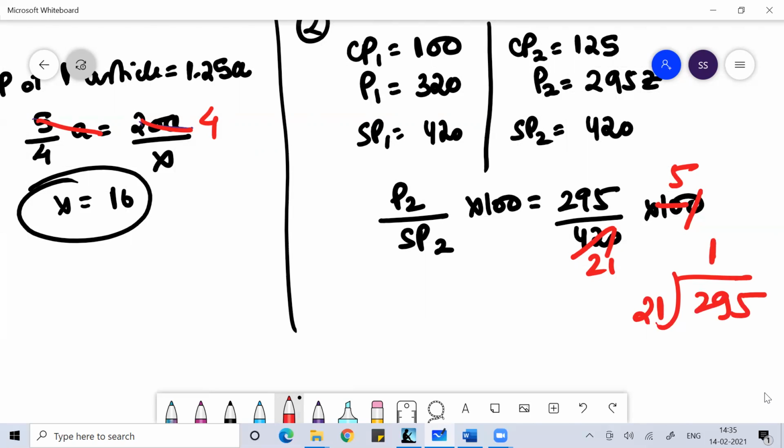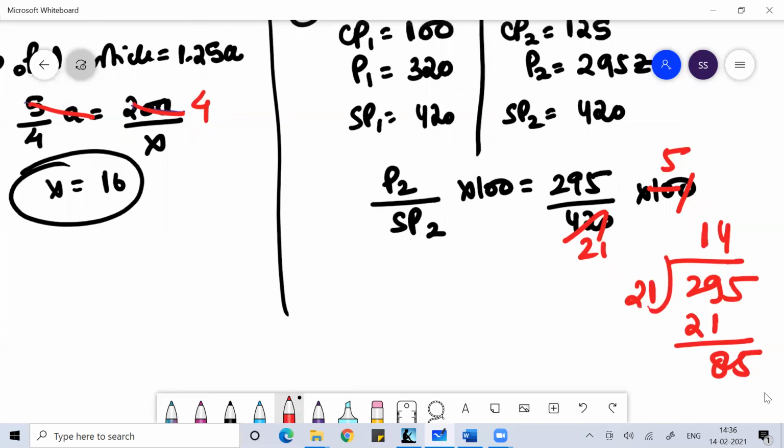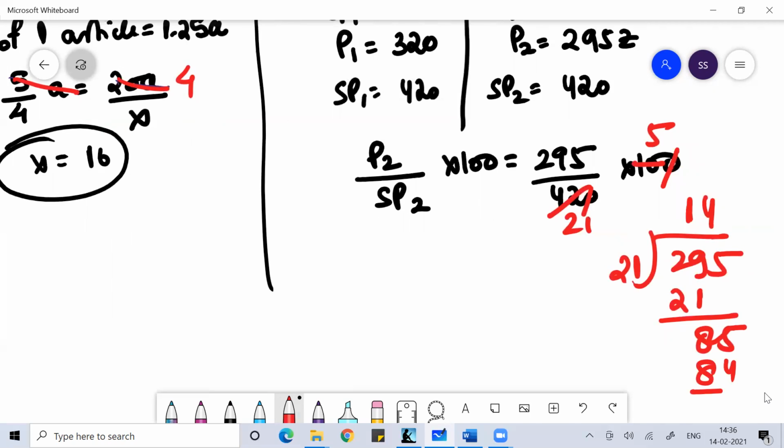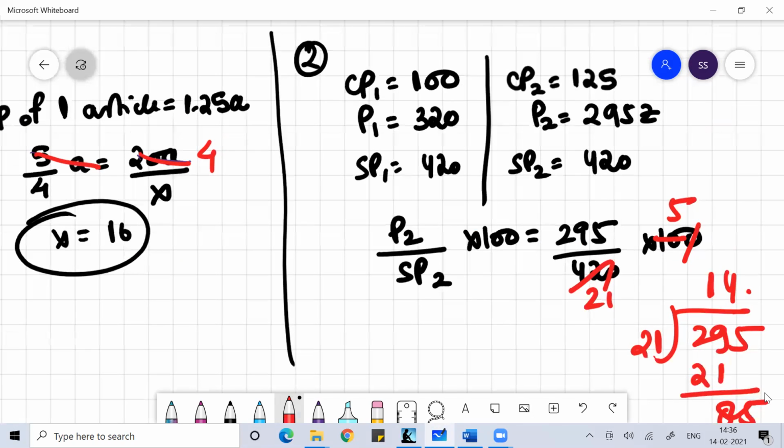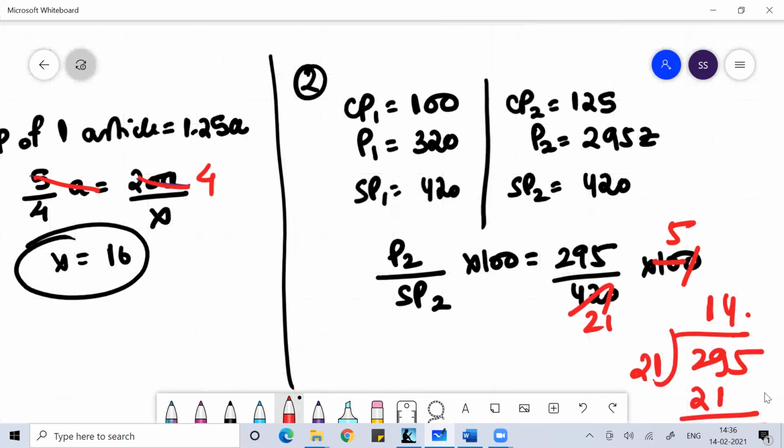So 21 ones are 21. This is 85. 21 fours are 84, right? 21 fours are 84. So 295 is what percent of 420, right? 0 I cancel. This is 5 by 21.